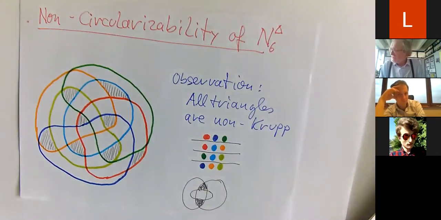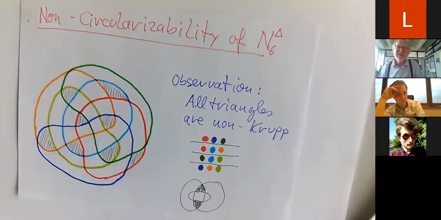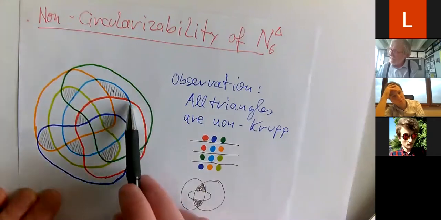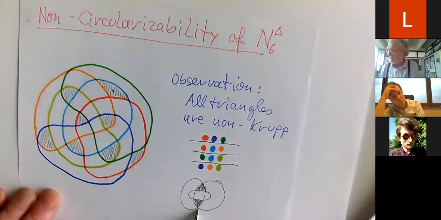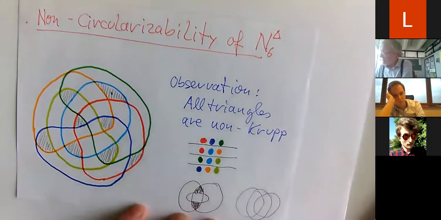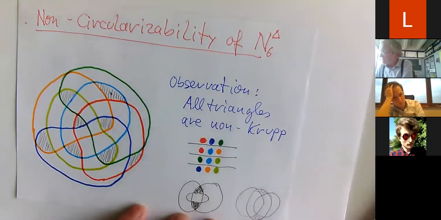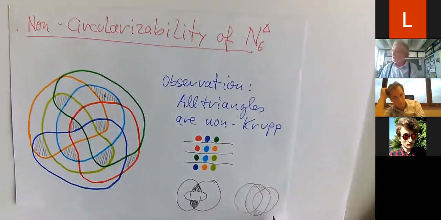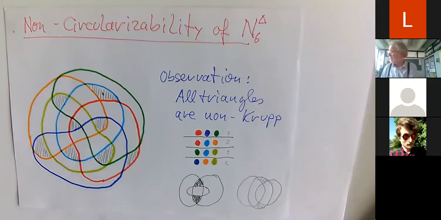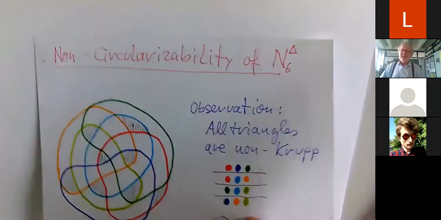And our first observation is that all the 8 triangles come from non-Krupp subarrangements. So for example, this triangle here, the light blue, the red, and the orange curve, they behave like this. But this is another picture of the same guy. This is a non-Krupp arrangement. And so each of these triples contributes 2 triangles. These are the 8 triangles in the picture. Okay. This we keep in mind.